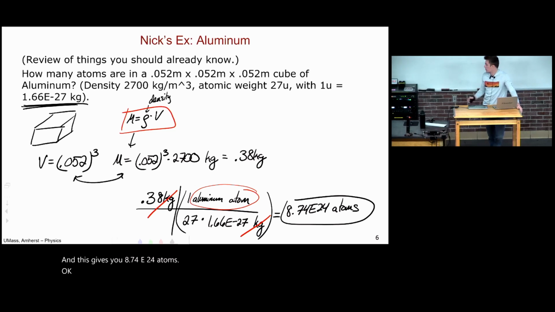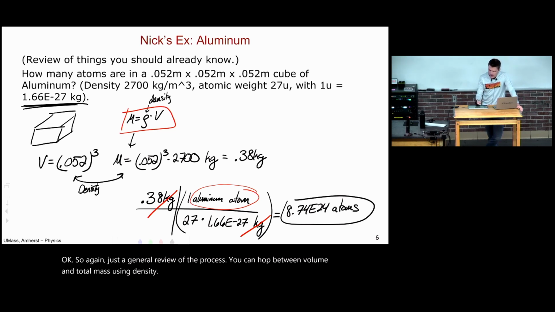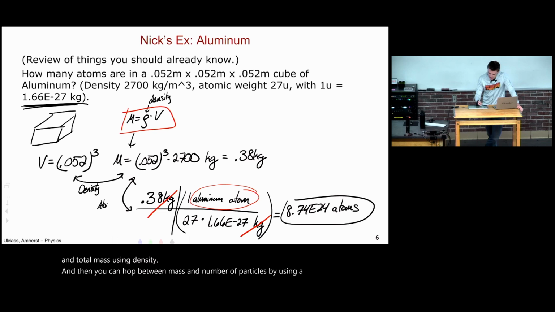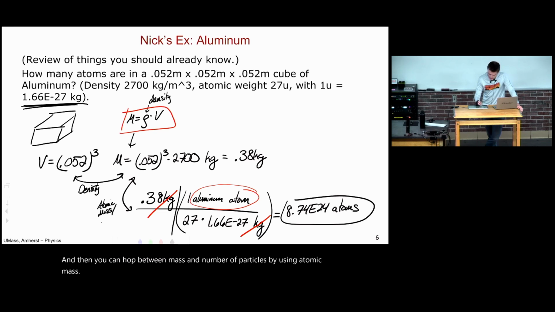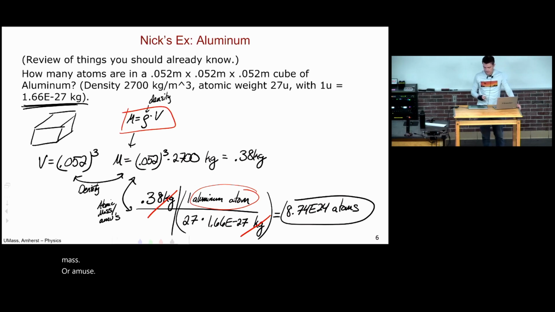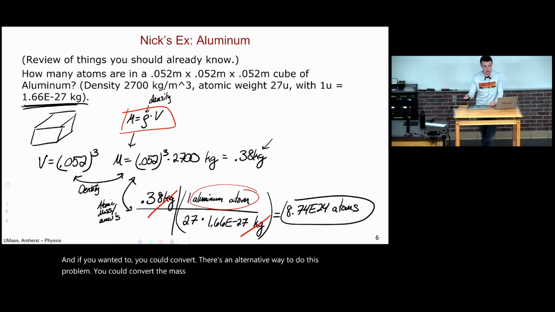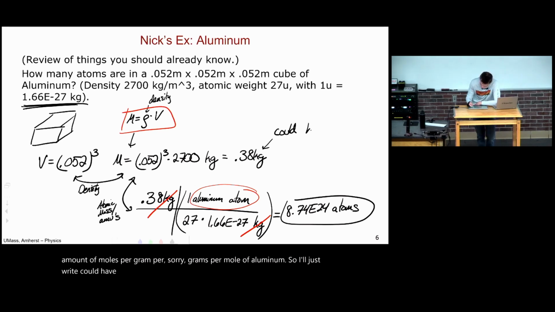Okay, so again, just a general review of the process. You can hop between volume and total mass using density. And then you can hop between mass and number of particles by using atomic mass, or AMUs. And if you wanted to, there's an alternative way to do this problem: you could convert the mass into a number of moles using the known grams per mole of aluminum. So I'll just write, could have converted this to moles of aluminum first.